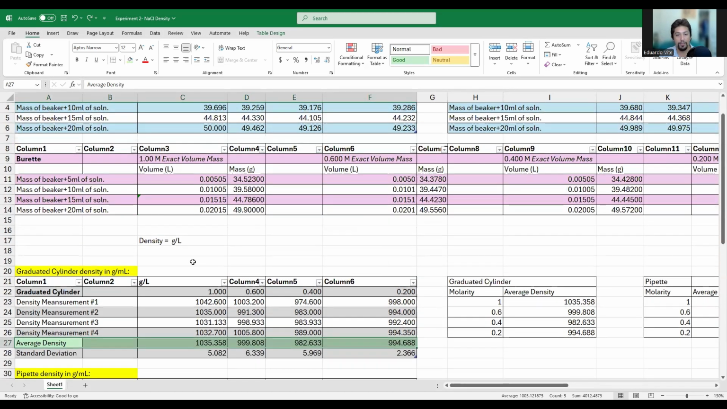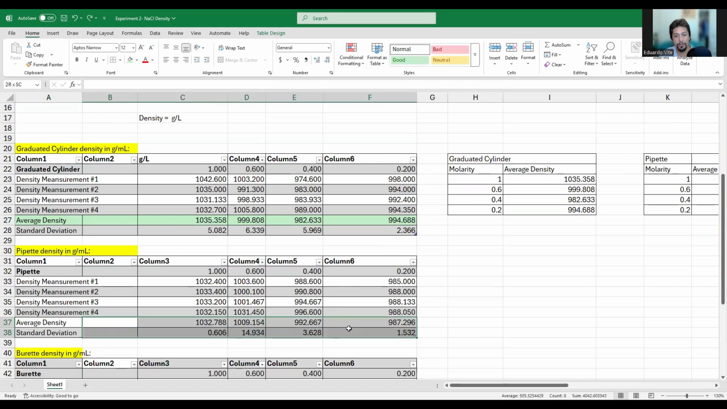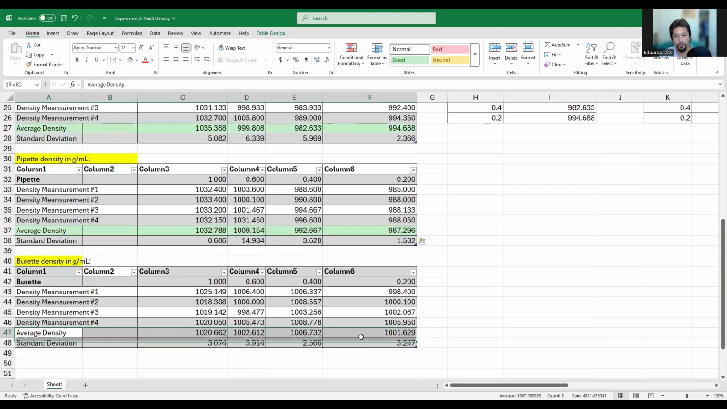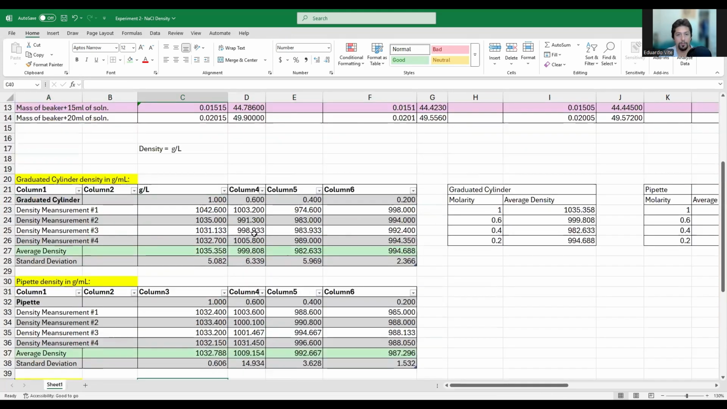And that one there, this one here. Let me do that. And then this one here. And again, make sure you emphasize which one it corresponds to. You can see here that's 1 molar, 0.6 molar, 0.4 molar, 0.2 molar.